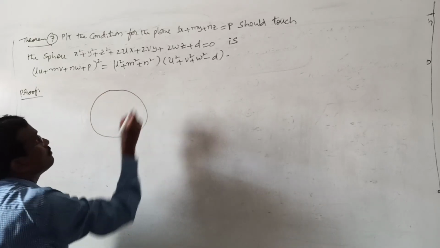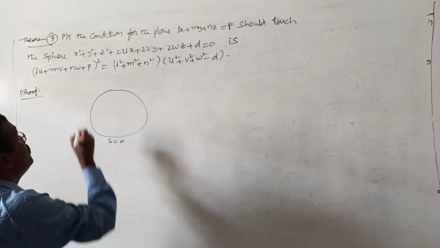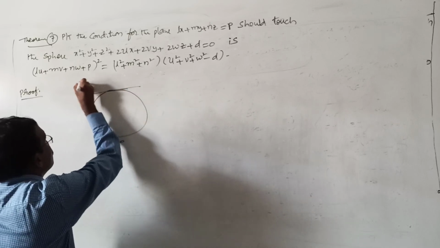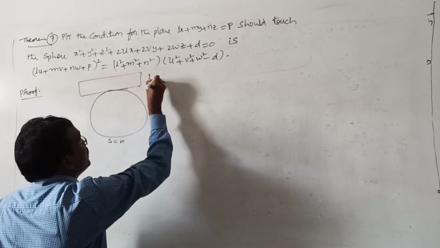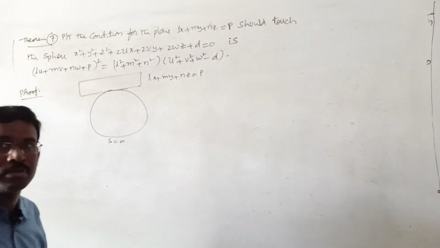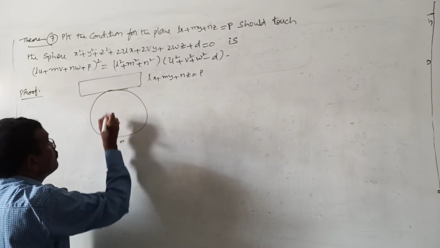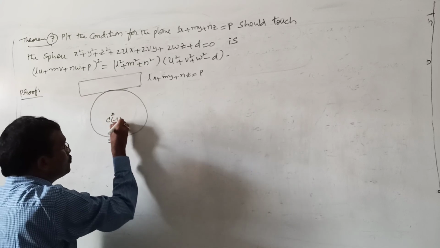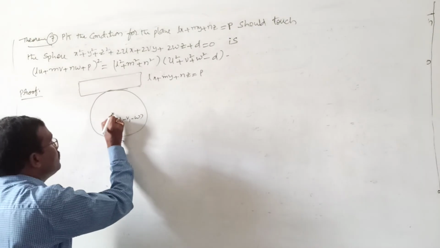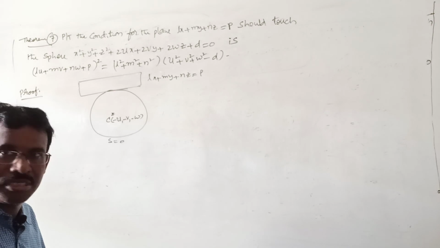This is our sphere. For my convenience I am taking it as S equal to 0. And this is your plane: Lx plus My plus Nz equal to P, or minus P equal to 0, anyway you can write. Now for this sphere, let us define the center. The center is minus u, minus v, minus w. And you can define the radius also: square root of u square plus v square plus w square minus d.